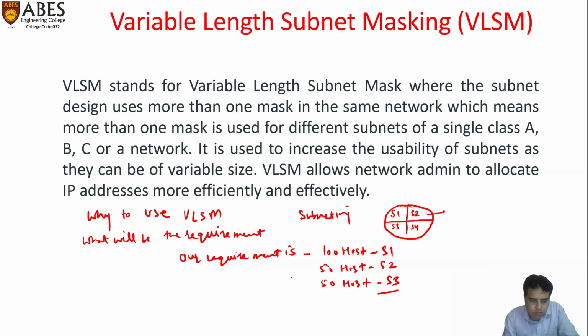we require only three subnets, for the host sizes, or number of computers connected together, are 100 in subnet 1, 50 in subnet 2, and 50 in subnet 3. For this purpose, we use variable length subnet masking.